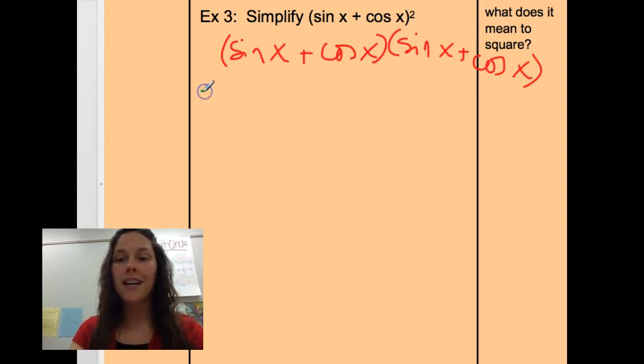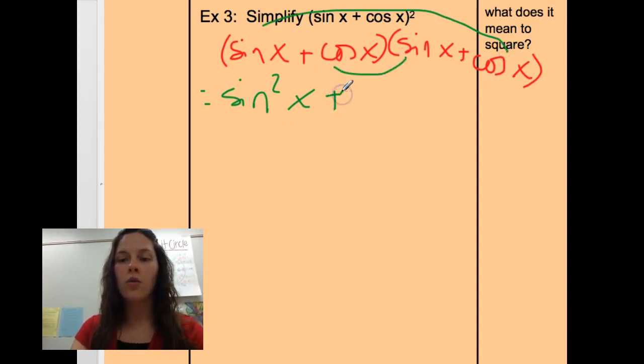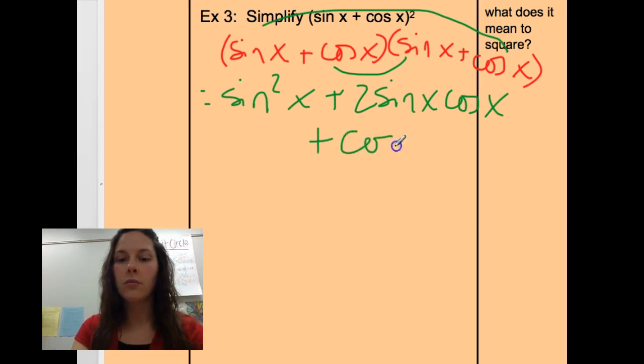So we get sine times sine, which gives us sine squared. And then we'll have sine times cosine plus sine times cosine, or 2 sine cosine. And then plus cosine squared x. Again, Pythagorean identity, that's sine squared plus cosine squared. Hopefully you remember that one by now and are able to use it. That gives us 1 plus the 2 sine x cosine x.